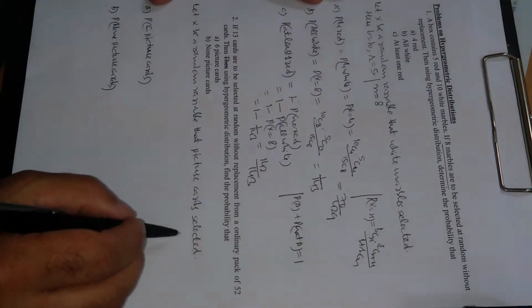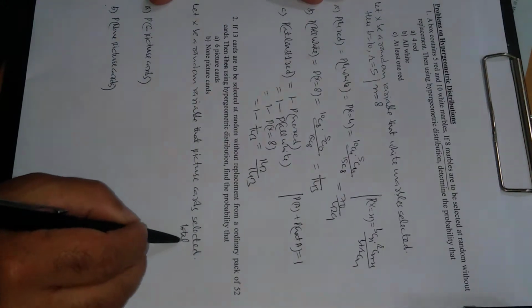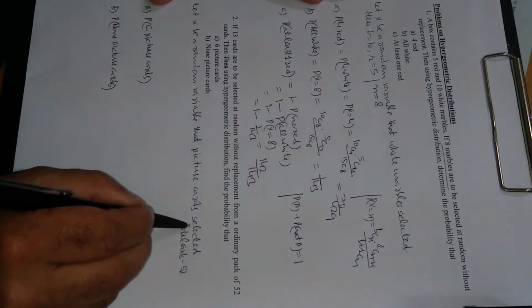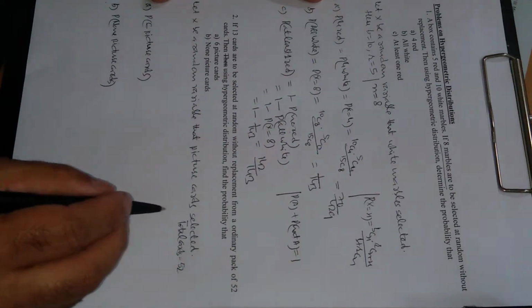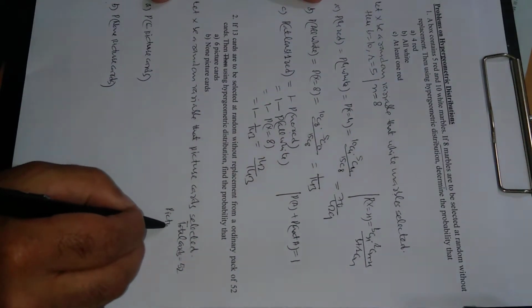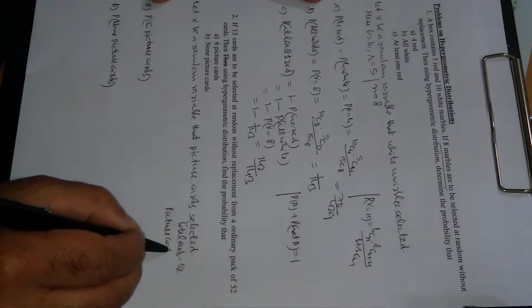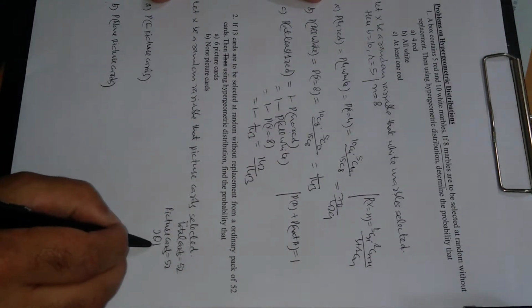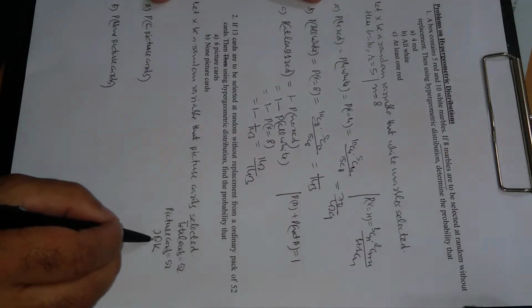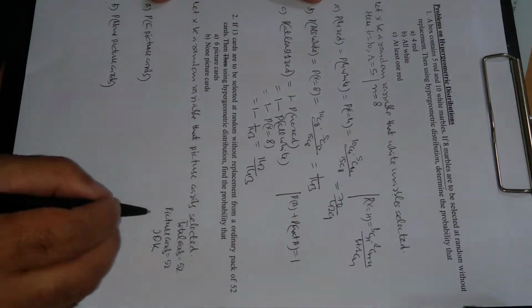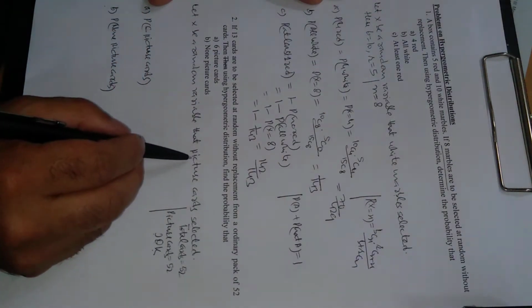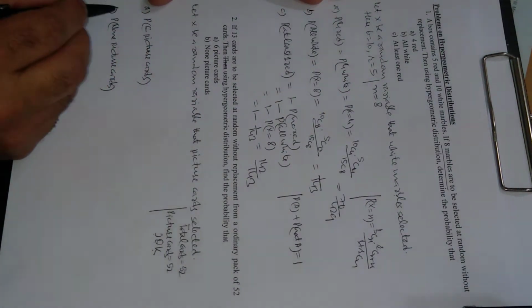Now, as we know, total cards are 52 playing cards. How many picture cards are there? 12. Picture cards are 12, which means jack, queen and king: 4 jack, 4 queen and 4 king. Now the random variable is in terms of picture cards.